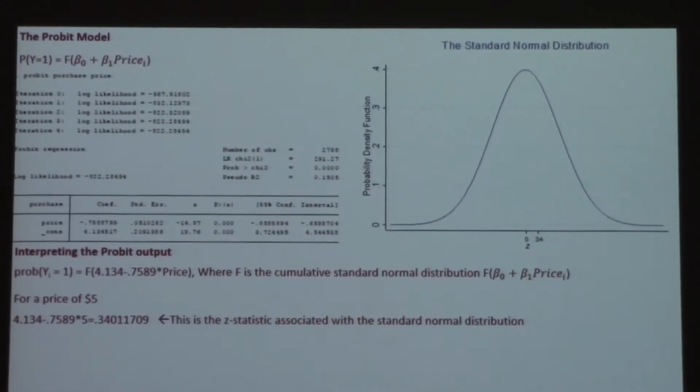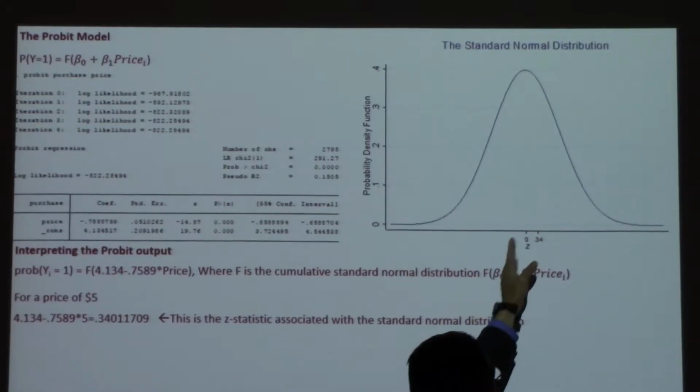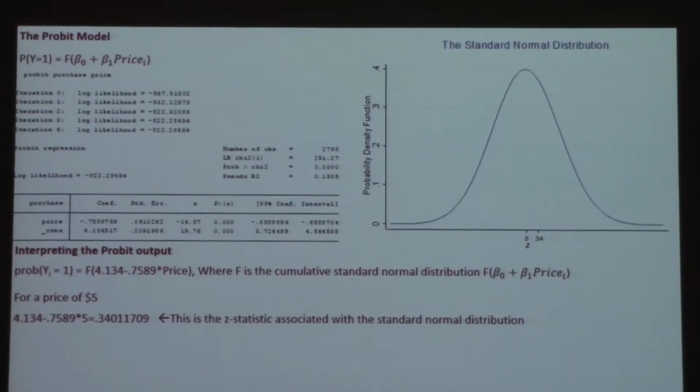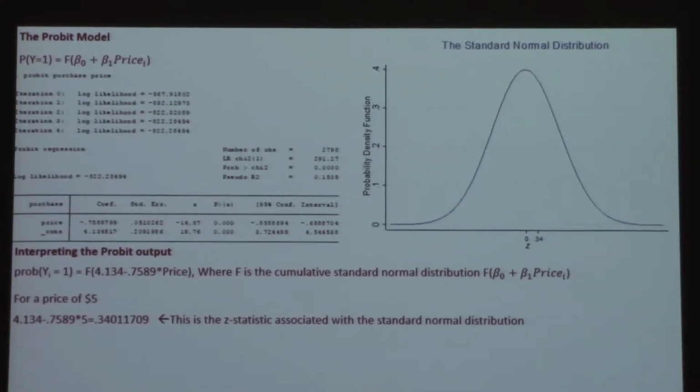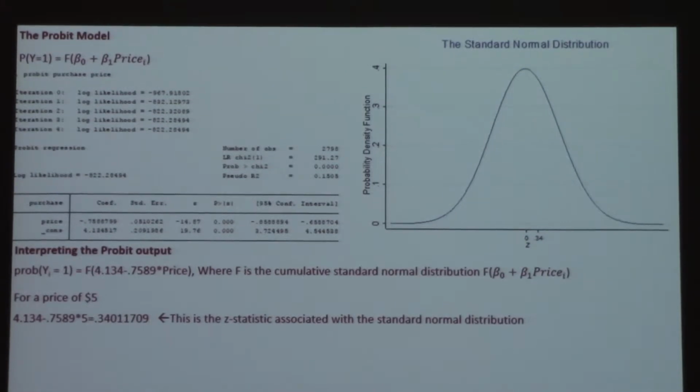So if we go back to our standard normal distribution, a z-statistic, remember it's centered on 0, so a z-statistic of 0.34 is going to be just over 0, which means the probability of purchasing is going to be what? Greater than not purchasing. Greater than 50%, exactly. So we know half the distribution is going to be 50%, so any z-score greater than 0, the probability of purchasing is going to be greater than 50%.